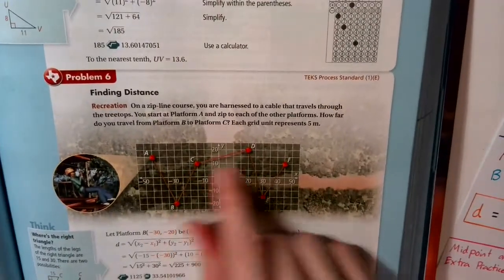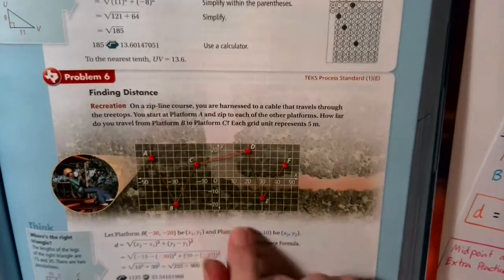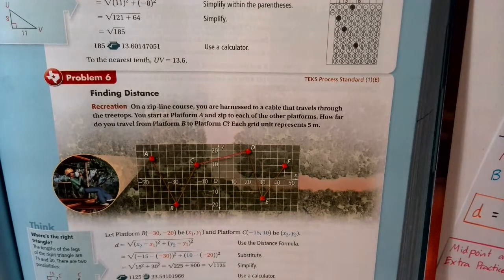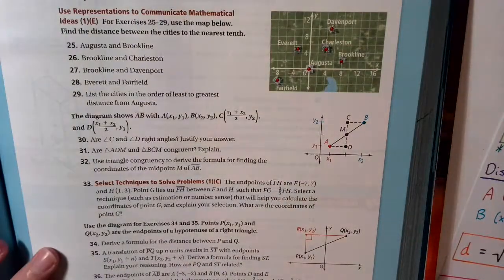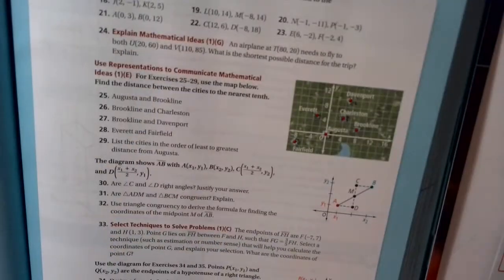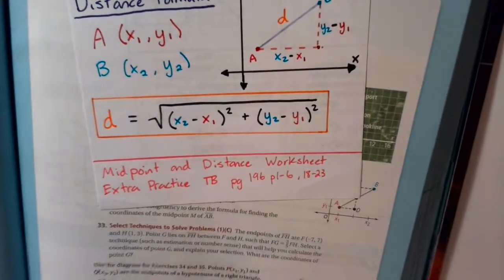And then this is a little introduction into our road trip project, which we'll be doing during this unit as well. But the problems for this unit are quite simple. You're just finding the midpoint, distance, that type of thing. Same thing on Math Excel, or if you want to do the worksheet.